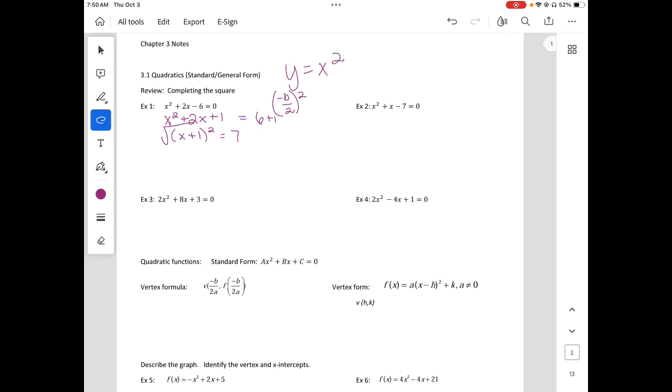Then I take the square root, and I get x plus 1 equals plus minus square root of 7. Subtract the 1. x equals negative 1 plus minus square root of 7. So this is my solution. It's going to be a decimal if we were to work it out, but it does have two solutions because you have the plus minus there. Okay, let's do the next one.